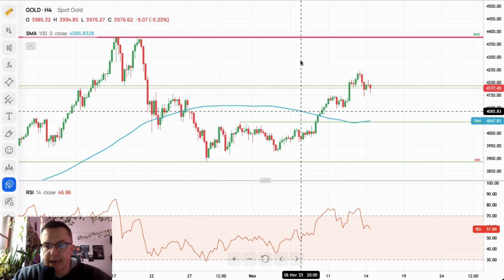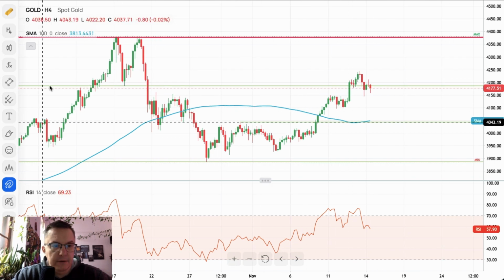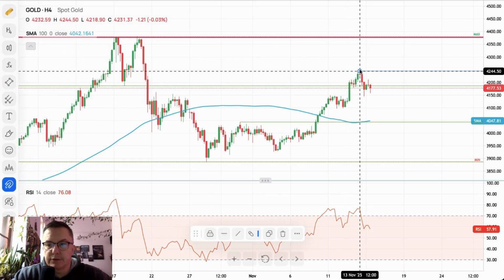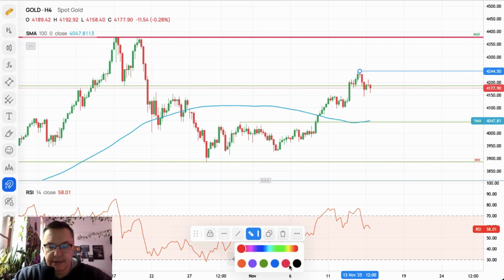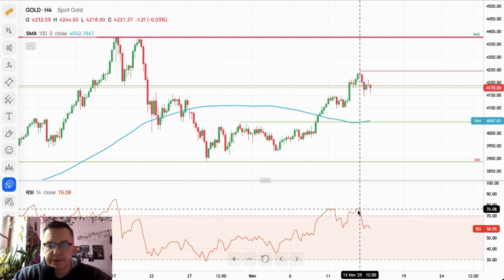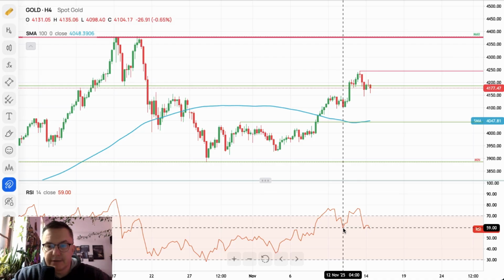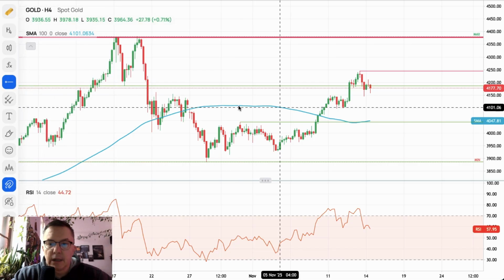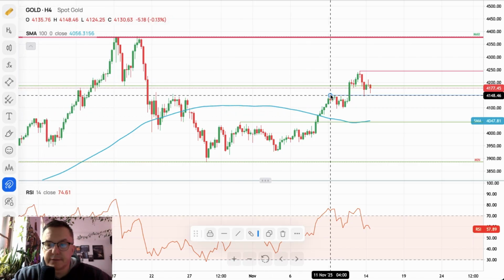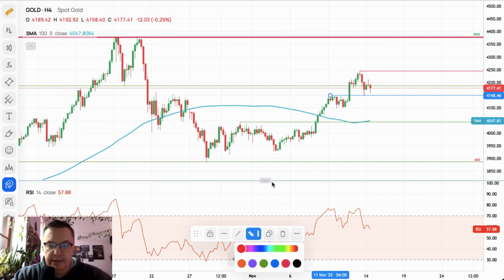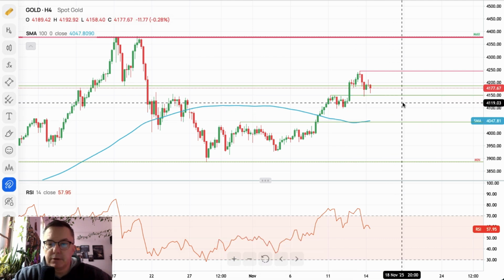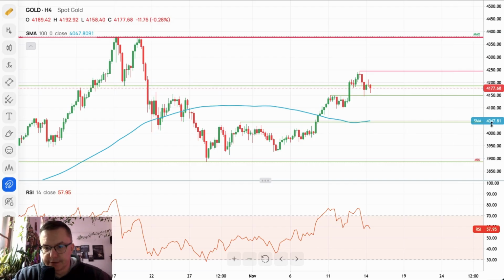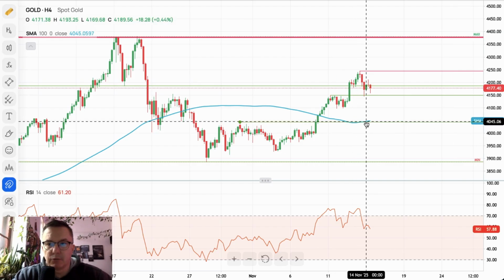Gold is back down below 4,200. A local swing high was made at 4,244, quite nice. Nevertheless, we hit extremely overbought conditions and then moved briefly towards the level of 60, right? So as long as we stay above this level here, 4,148, the outlook remains slightly bullish. Any breakout lower would likely extend towards 4,047 technical support and the 100 periods moving average.